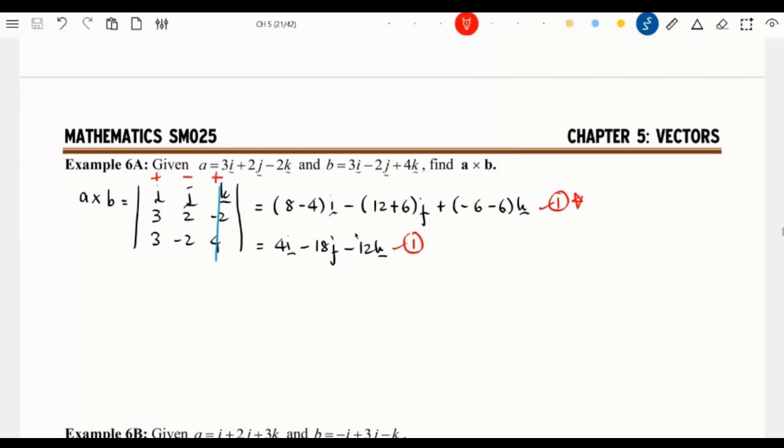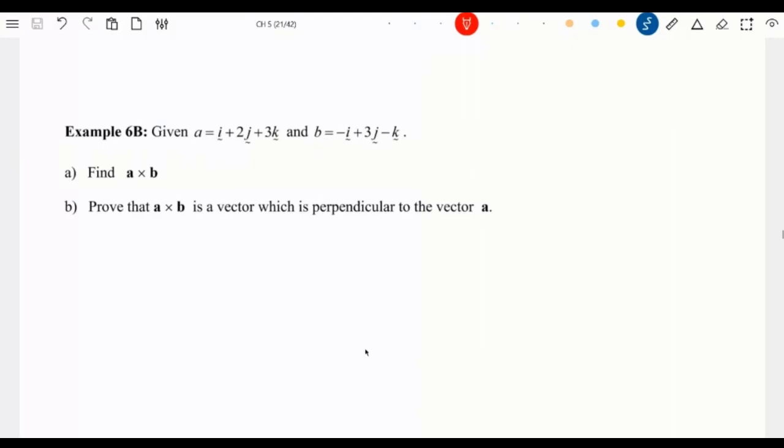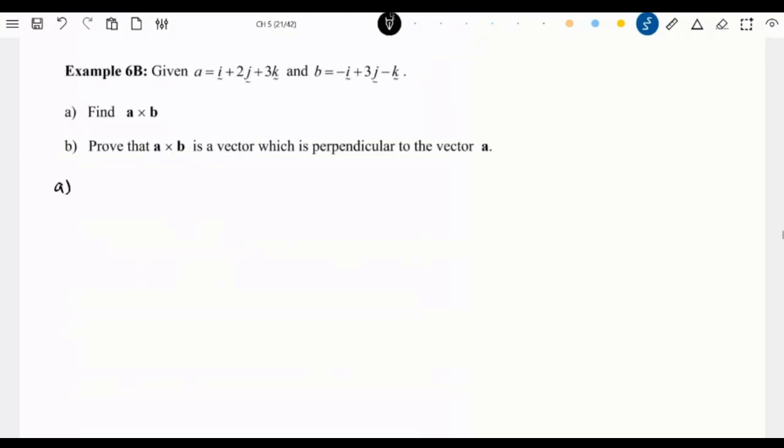So we proceed with example 6b, which is we have to find the cross product and then we have to prove it's perpendicular to A. Okay, so what should we have? A cross B will be determinant I, J and K. So 1, 2, 3, negative 1, 3, negative 1. So untuk I, dia jadi apa? Apa tolak apa untuk I? Negative 2 minus 9. Good. Sebab kita delete first column, negative 2 minus 9.